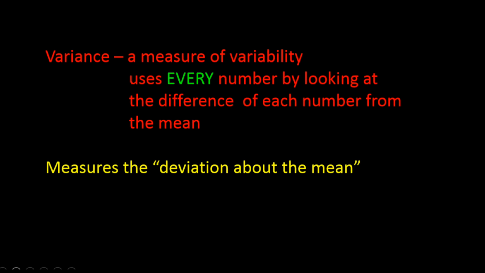While the range and the interquartile range only use 2 numbers to measure variability, the variance is a measure that uses every single number in a data set. So instead of just taking the highest number or the highest quartile and the lowest number or the lowest quartile, this measurement utilizes all the numbers. The way it is calculated is to take each and every number and measure the difference between those numbers and the mean. That is why it is sometimes called the deviation about the mean.